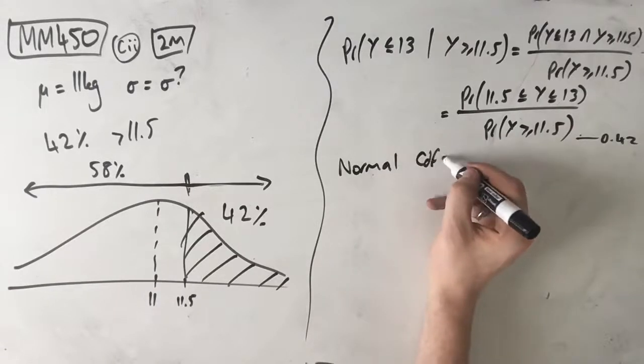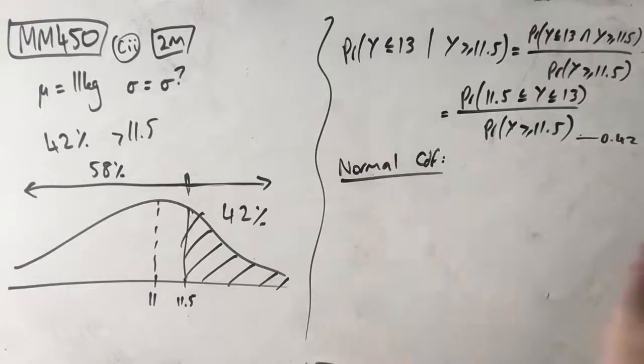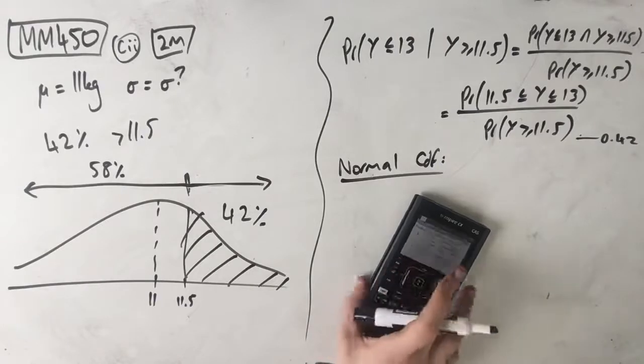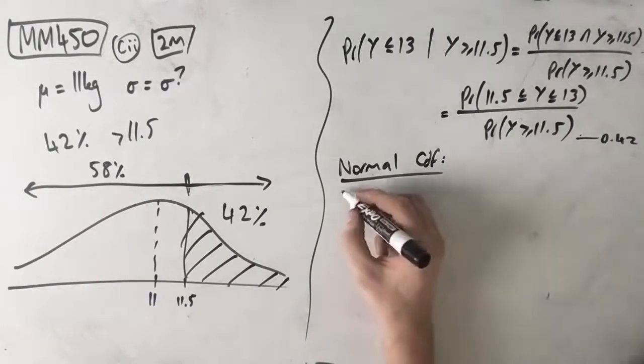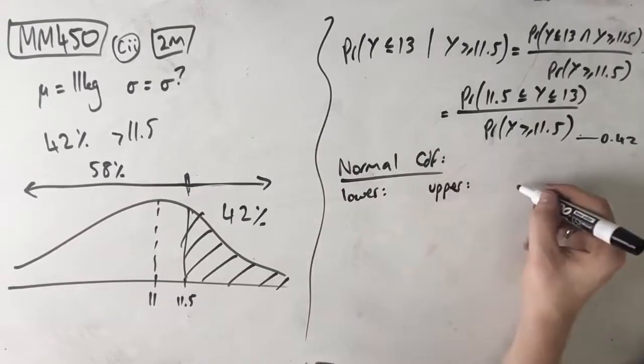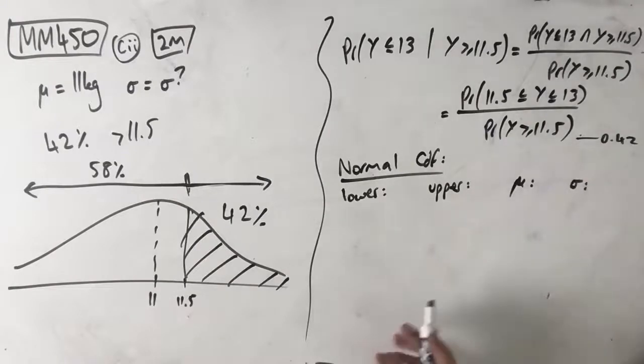So normal CDF in our CAS is, I think, menu 553. Let me just confirm that. Menu 552. Menu 552 is normal CDF. And it's going to ask us for 4 things, as always. Lower, upper, and mu and sigma. So mean and standard deviation.